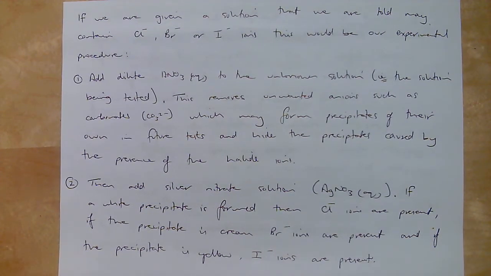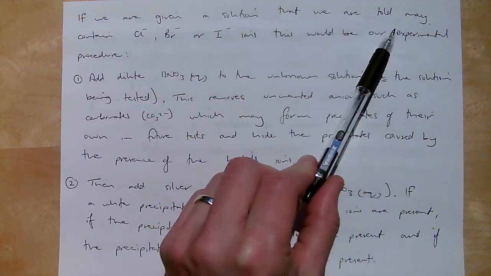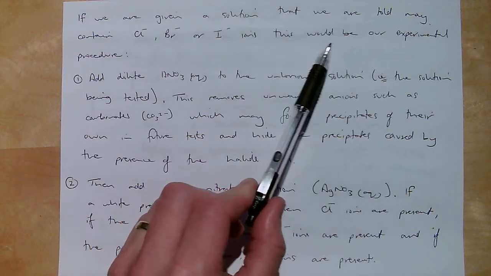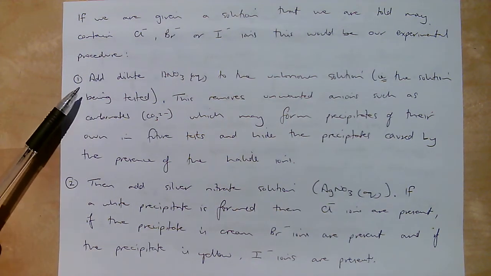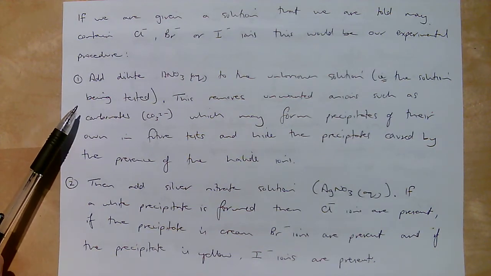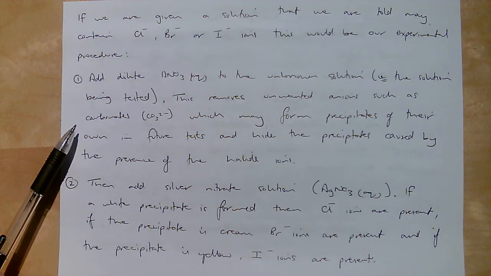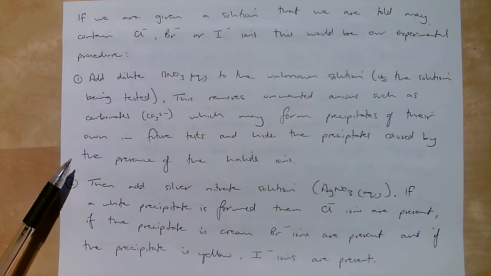Okay, so this might be the scenario you get in the lab. If we are given a solution that we are told may contain the chloride, bromide or iodide ions, this would be our experimental procedure. First of all, we would add dilute nitric acid to the unknown solution, i.e. the solution being tested. This removes any unwanted anions such as the carbonate ion, which may form precipitates of their own in future tests and hide the precipitate caused by the presence of the halide ions.